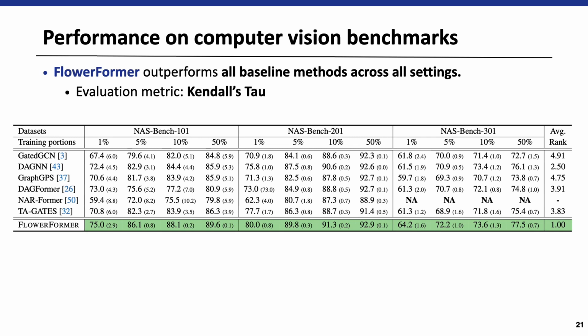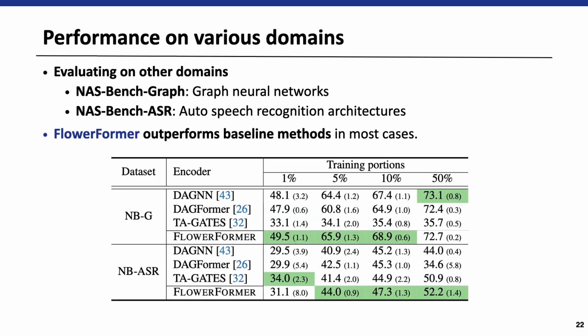In evaluating the accuracy of our predictions for relative performance on computer vision architectures, we used the Kendall-Tau ranking metric. FlowerFormer demonstrated the best performance across all settings. In terms of performance in other domains, FlowerFormer also showed effective performance in encoding graph neural networks and speech recognition architectures.